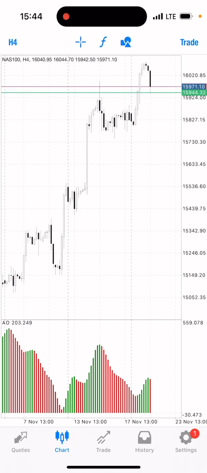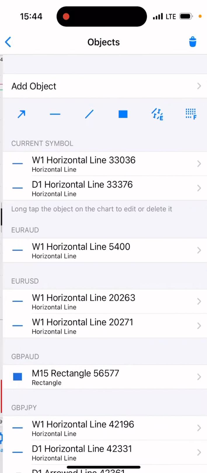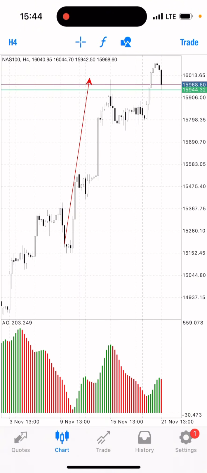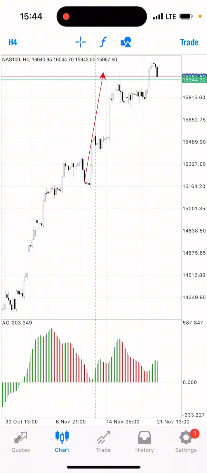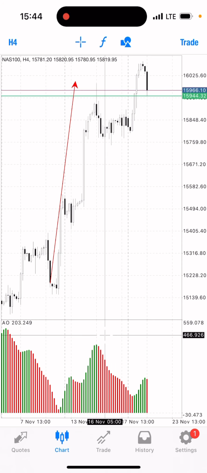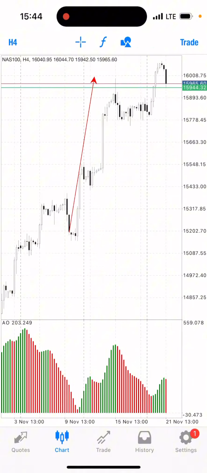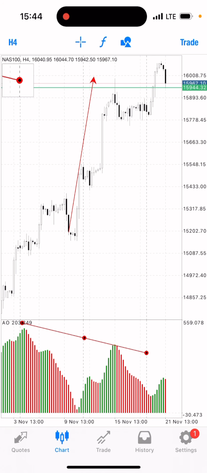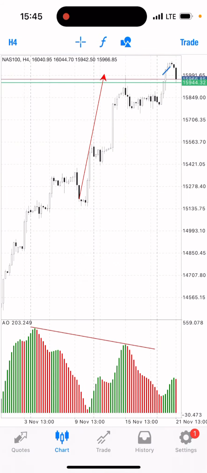On Nasdaq on the 4 hour time frame, we can see how the market has been moving. It is having a very strong up momentum right here. On the awesome oscillator, we can see how it's been going up, but Nasdaq is losing serious momentum. We can see on the awesome oscillator it is losing momentum, but on the market, it is still having strong momentum.